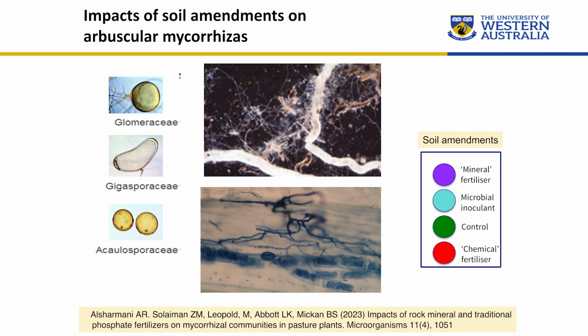So these fungi are very unusual, and there are helper fungi in the soil. They're a little bit complicated to study. In this case, we were adding soil amendments. So I'm trying to change the soil conditions to see how that affected the fungi. We added a mineral fertiliser, like ground rocky type fertiliser, an inoculant, nothing, and a chemical fertiliser. We put these different treatments in a pot experiment.